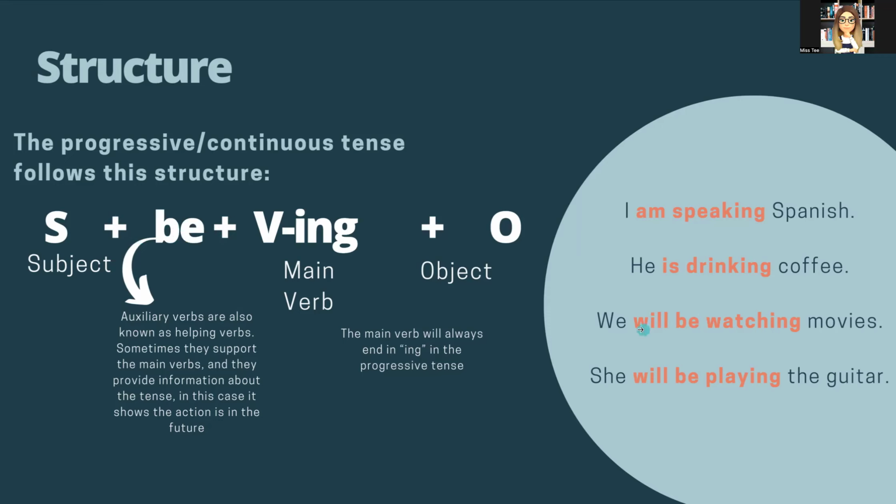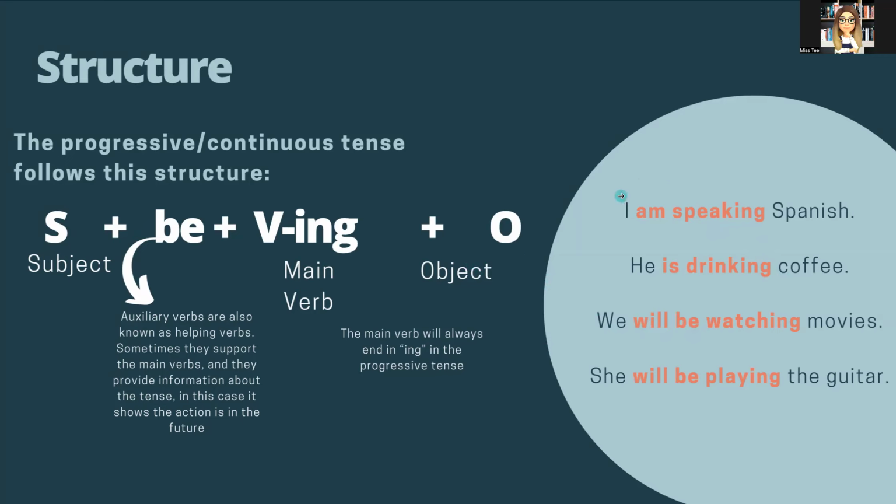So over here, we have will be. That tells us that this action is happening in the future because that is the appropriate structure for that. The main verb, no matter what, always has ing. And then the object is the same as the simple tenses. It's just the thing that the action is being done to.